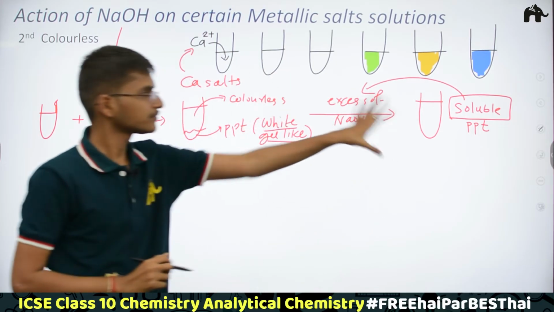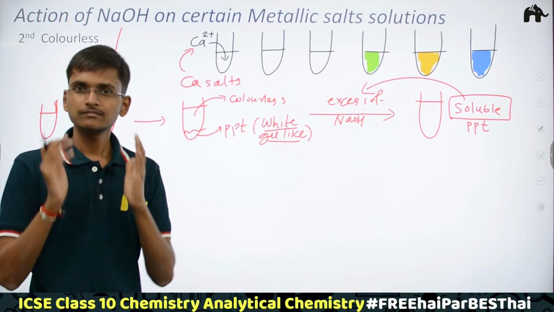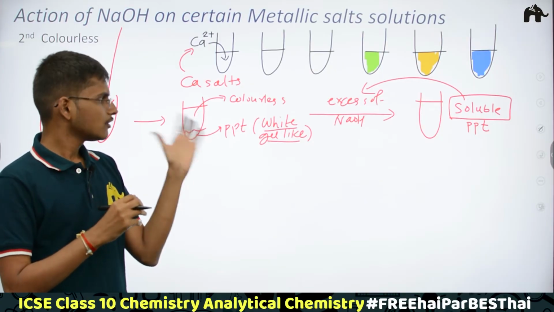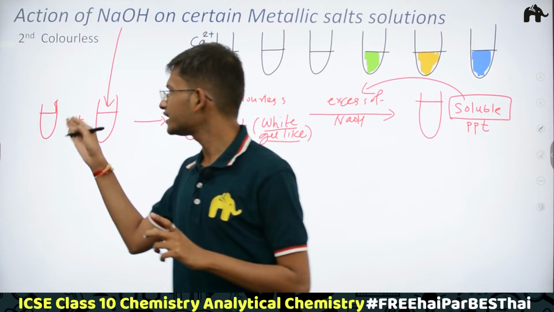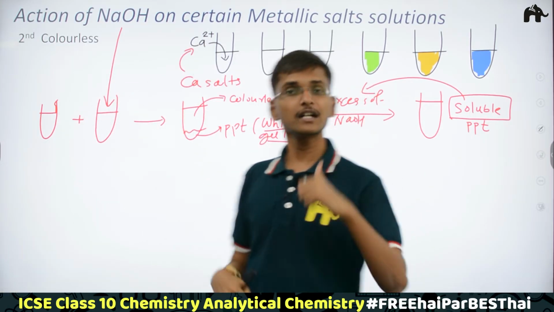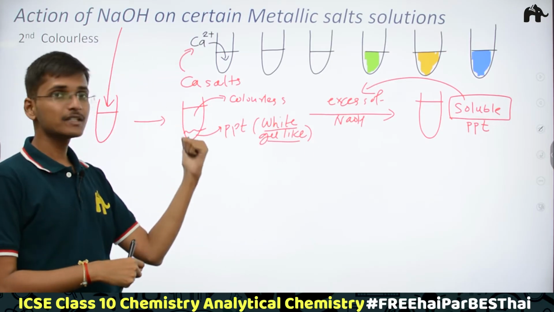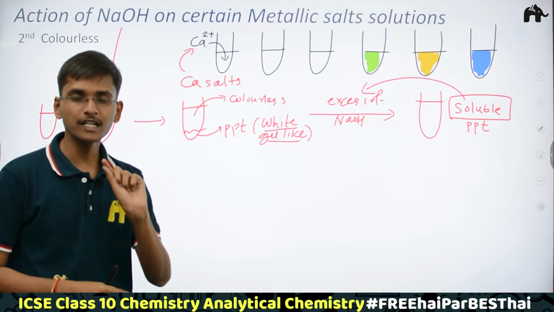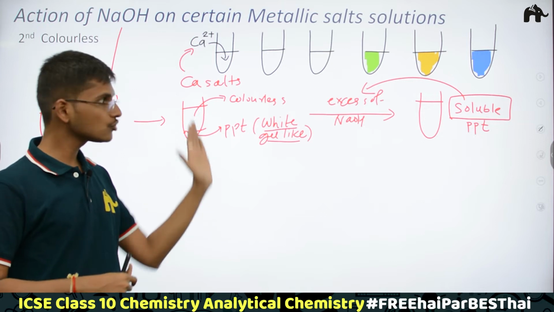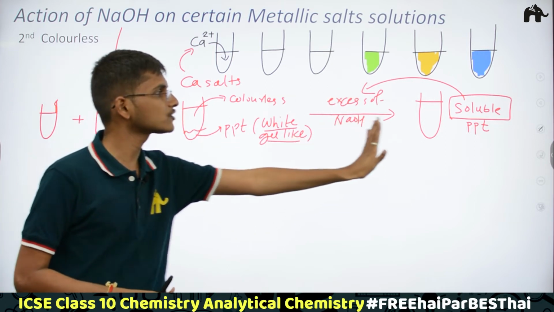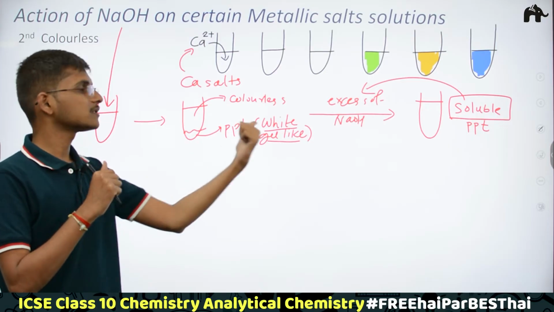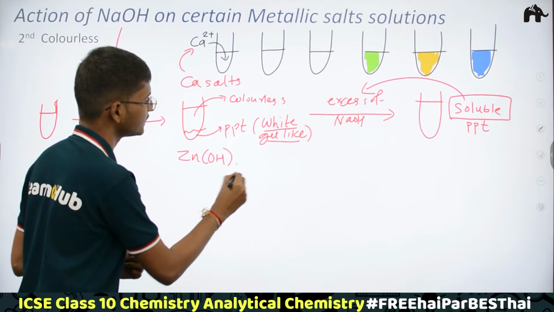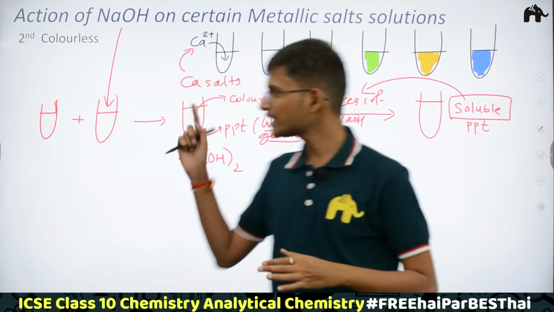So now let's see the reaction. But before that, again the same thing, we should remember: if NaOH solution is added into a colorless metallic salt solution and we get a colorless solution with a gel-like white precipitate, the first case was also a white precipitate, but here the white precipitate is gel-like and also soluble in excess of NaOH. Such a gel-like white precipitate is of zinc hydroxide.